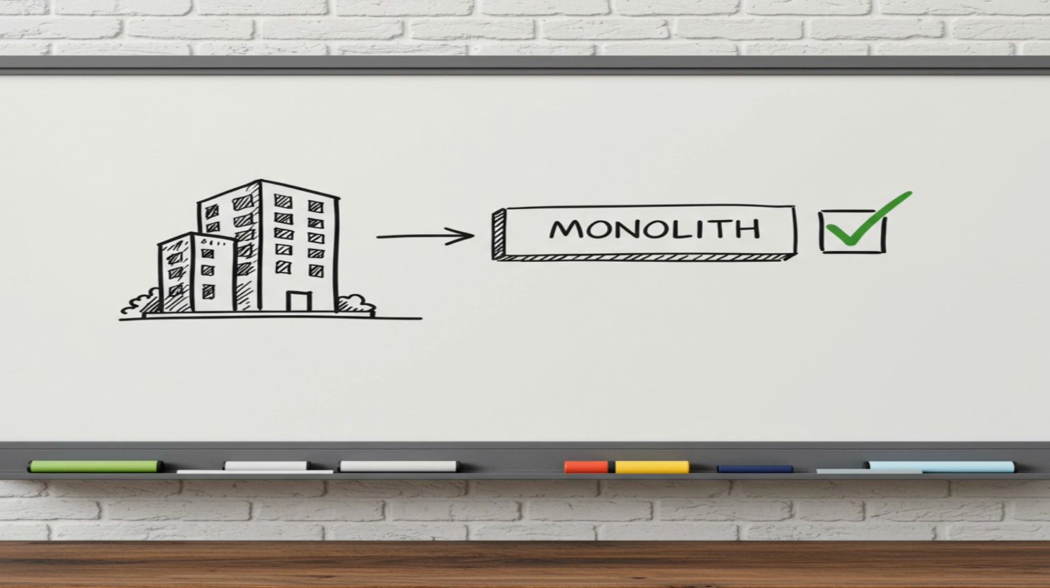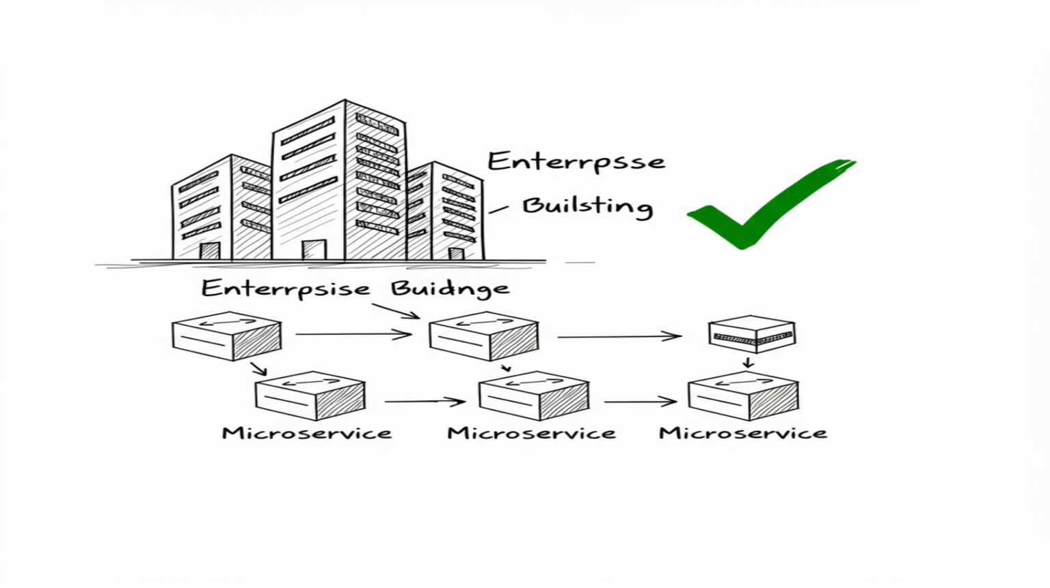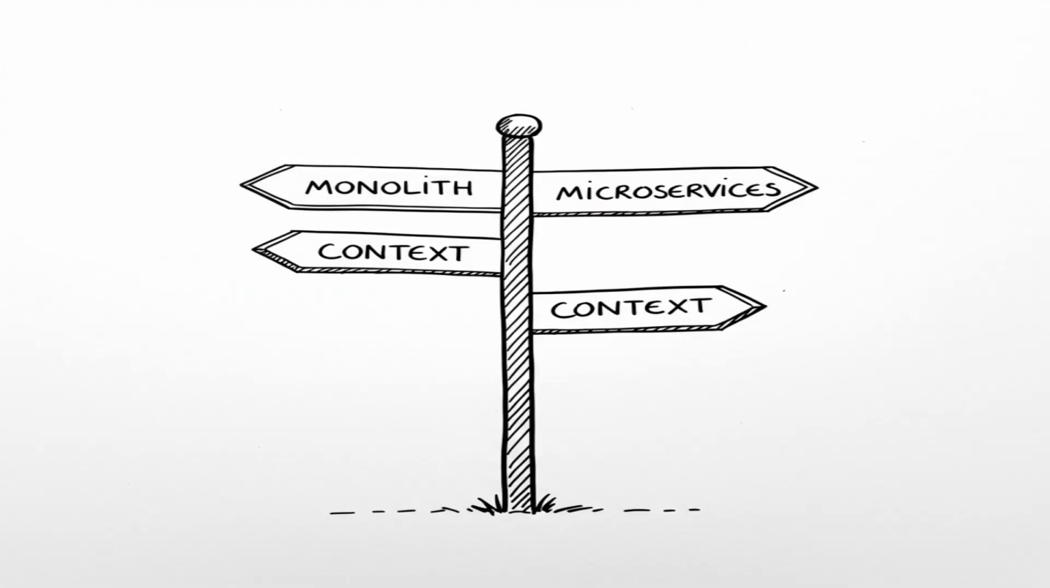So, when should you choose a monolith? It's often ideal for small applications, new startups, or projects with unclear future scaling needs. Microservices shine for large, complex enterprise systems, applications requiring extreme scalability, or those needing diverse technology stacks. There's no single best architecture. The right choice depends entirely on your specific project's needs, team size, and future goals.